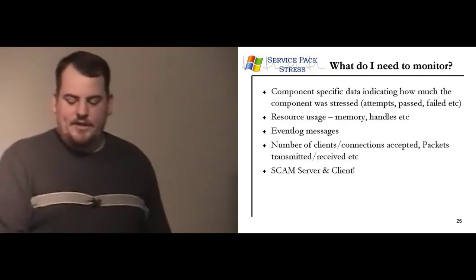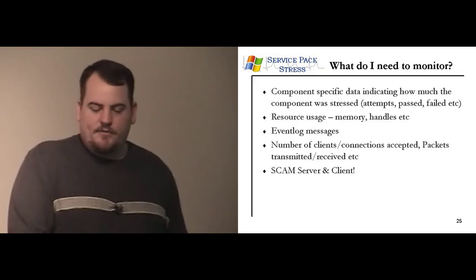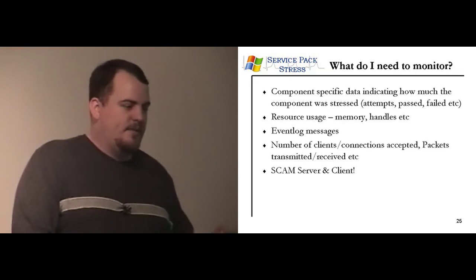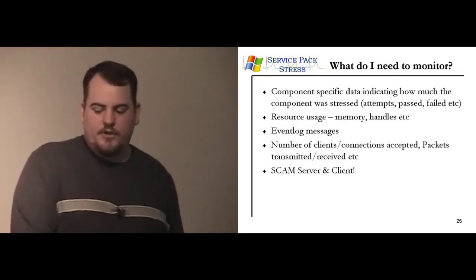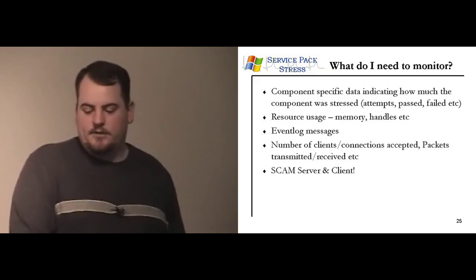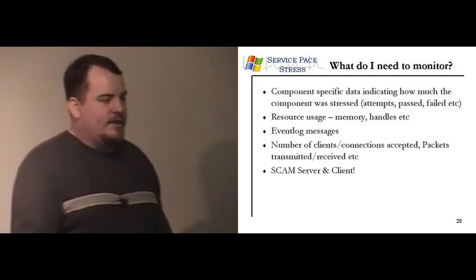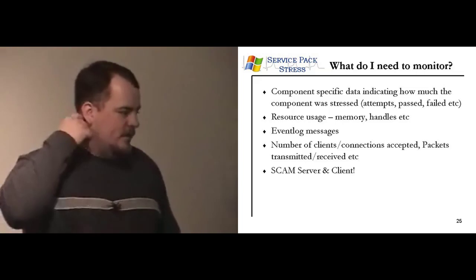What kind of things do you need to monitor? Your component-specific data. Like for RAS, how many successful calls, how many failed calls, how much data transfer, all this kind of stuff. Resource usage. You want to look at your memory, your handles, etc. Event log messages. You want to make sure there's no unclear event log messages that you're receiving. And you want to keep track of this from pass to pass.